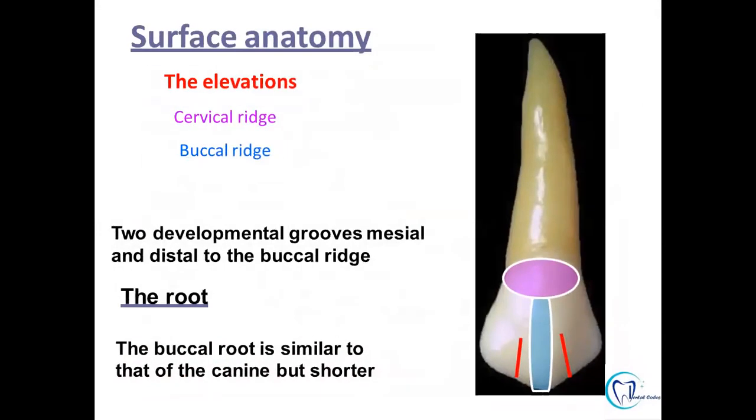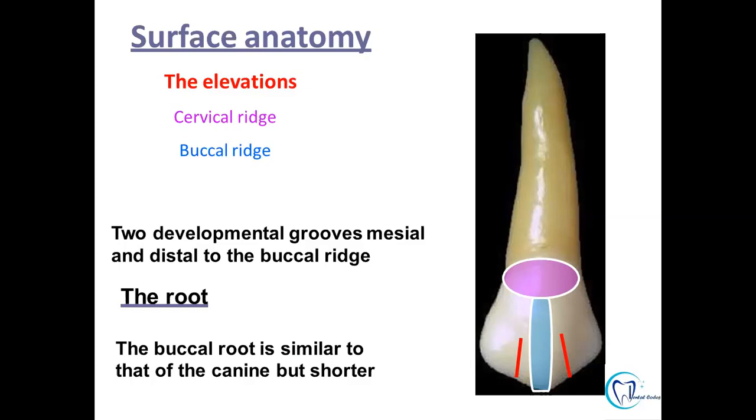When we talk about the surface anatomy, on the buccal aspect we can appreciate 2 elevations. The first is the buccal ridge, which is because of the overdeveloped mid-buccal lobe. And the second is the cervical ridge prominence. Also, there are 2 developmental grooves which can be seen on both sides of the buccal ridge, that is the mesial developmental groove and the distal developmental groove. So on the buccal aspect, we can appreciate 2 elevations, the cervical ridge and the buccal ridge, and 2 developmental grooves, one mesial and one distal.